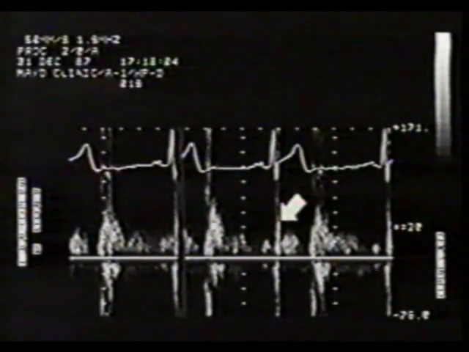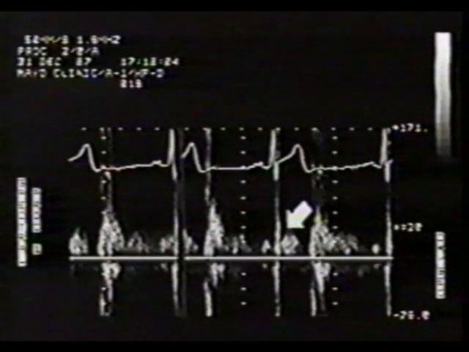This is the tricuspid closing click. This systolic signal represents flow in the right ventricle towards the outflow tract.